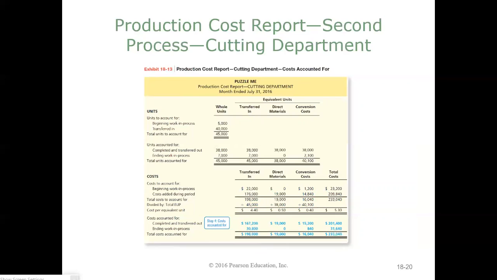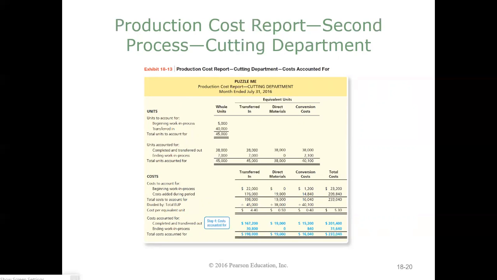Then once you have your equivalent cost per unit, you have the cost accounted for. So again, now you just multiply that amount times the number of units. So let's see, we have 38,000 units transferred in times $4.40 gives us the total cost of those units. 7,000 still in process times the $4.40 gives us the cost of the units still in production. And you add them all up and they have to balance.